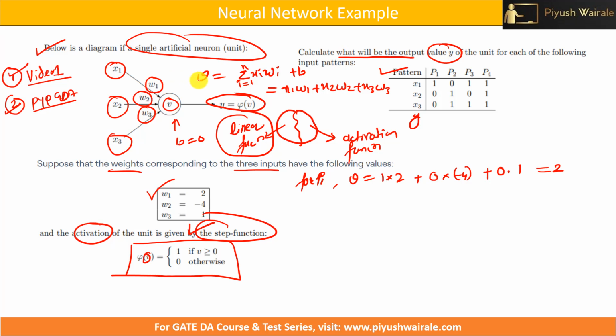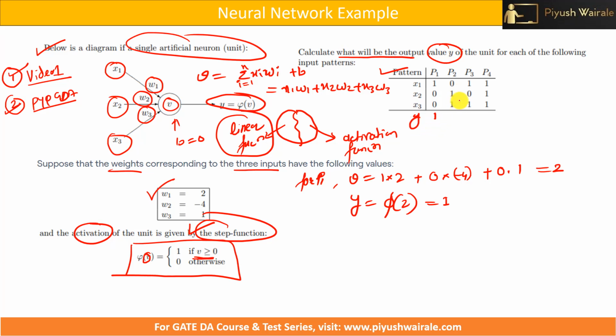Now what will be the value of y for P1? The value of the linear function is 2. Whenever this value is greater than or equal to 0, the step function gives 1, otherwise 0. It means that the value of y is 1 in this case. So the value of y for input pattern P1 is 1. That's it, simple as that.